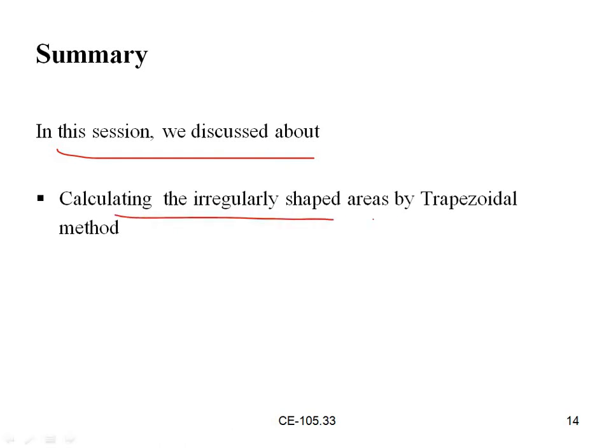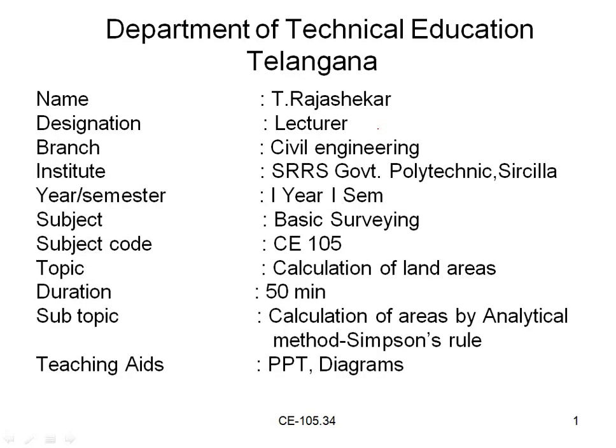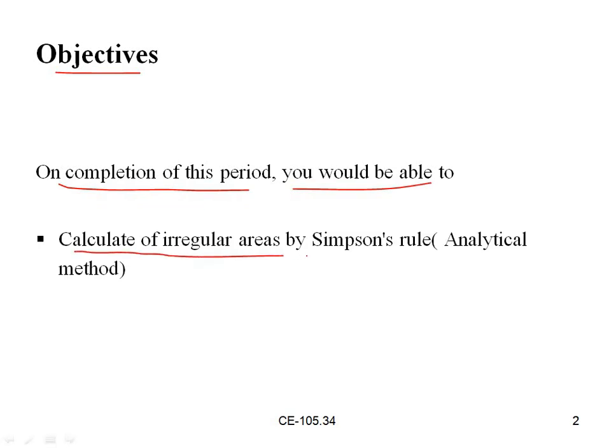So finally, in this session we have discussed calculating the irregular shaped areas by trapezoidal method. So now the next method we are going to see, that is Simpson's rule method. So let us see another topic, that is calculation of land areas by analytical method of Simpson's rule. Objectives: on completion of this period you would be able to calculate irregular areas by Simpson's rule, that is the analytical method.